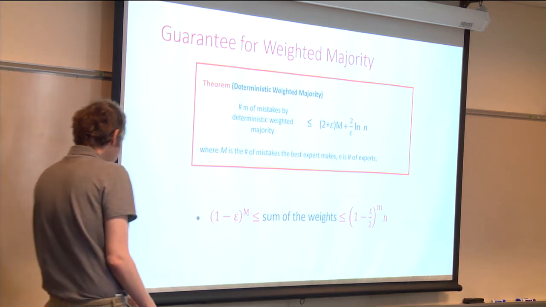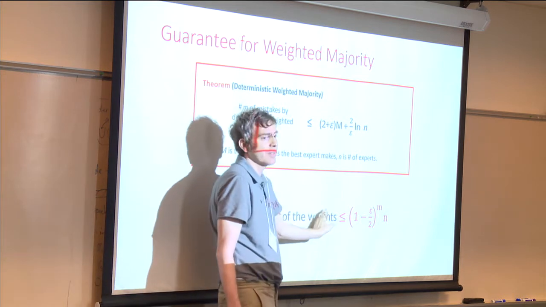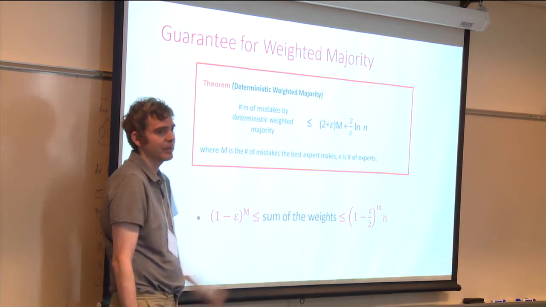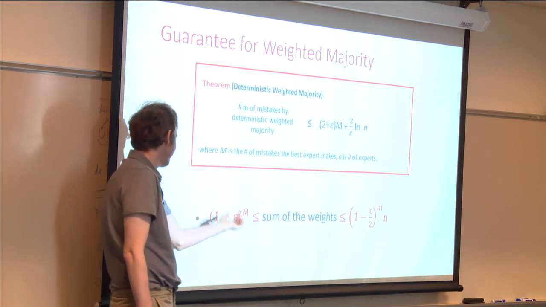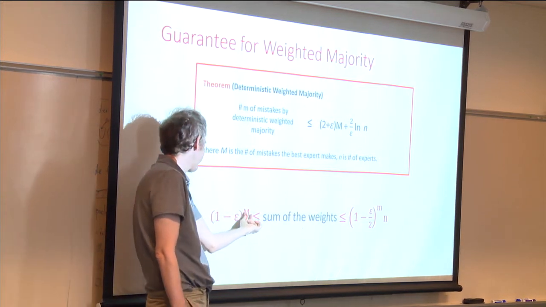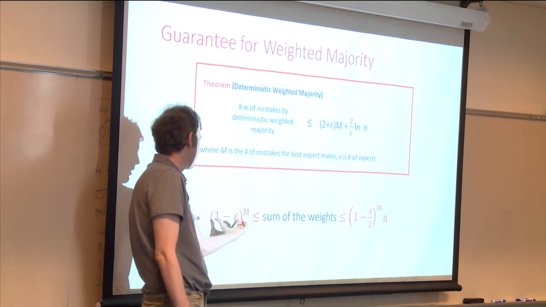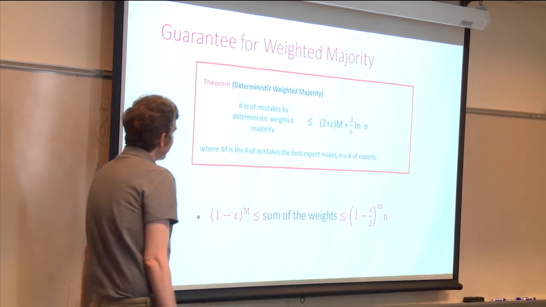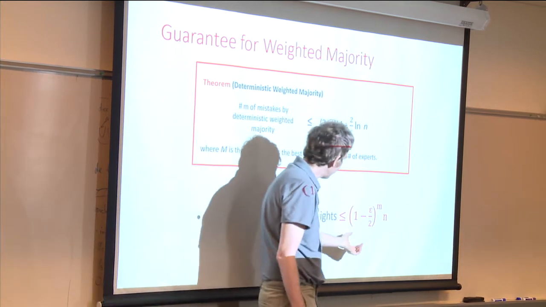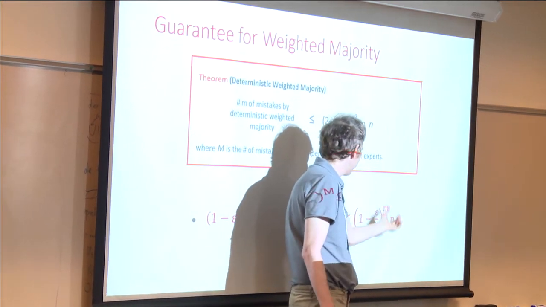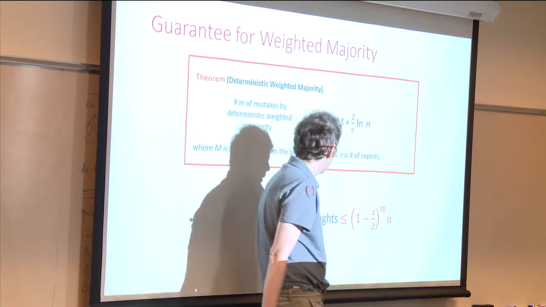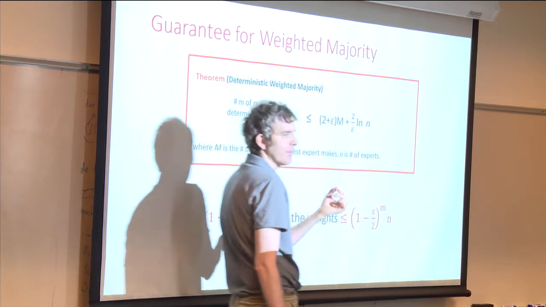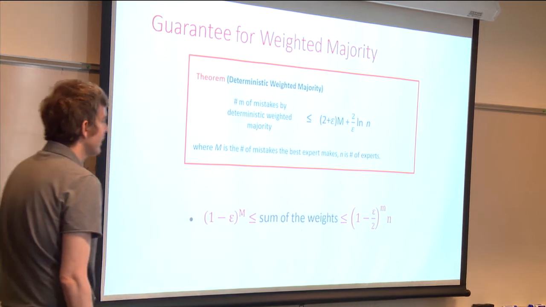So you just look at the sum of all the weights. On the one hand, it's at least the weight of the best expert, which starts off at 1, and the best expert makes capital M mistakes, so it's at least 1 minus epsilon to the capital M. And on the other hand, it's at most n, which is the sum of all the weights that you start with, times 1 minus epsilon over 2 to the little m. That's the number of mistakes that you make, little m.